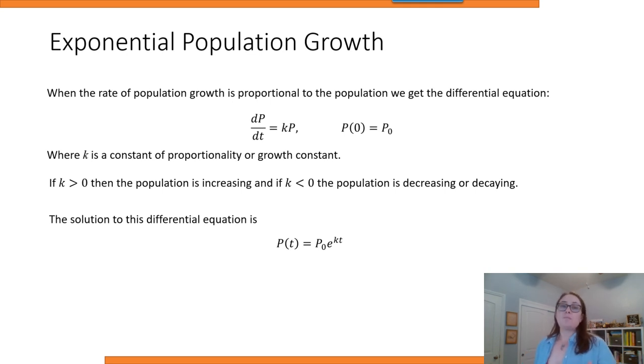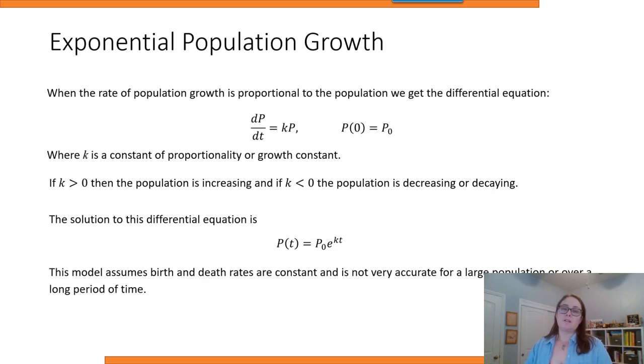Now this is a great population model, but it does have some drawbacks. The model is assuming that birth and death rates are constant, which is not always going to be the case. And it's not very accurate over a large population or over a really long period of time, because it's just not really taking a lot into account. For instance, limited space or resources are not taken into account with this model. So for a long-term or really large population, it's not necessarily the best model to use.